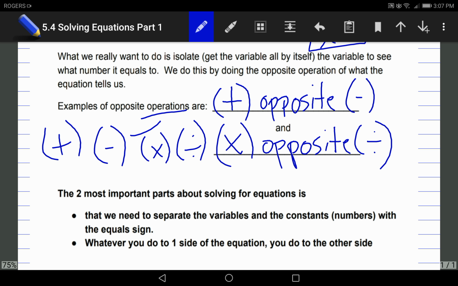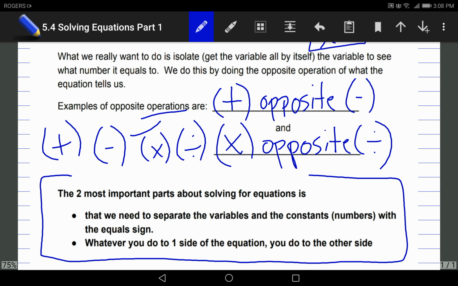Here are the rules. This is how we're going to end up solving this, and as we go through our balancing example, I'm going to refer back to this. That's why I put this first. The two most important parts about solving equations: one, we need to separate the variables and the constants. The variables are the letters and the constants are just the numbers. We have to separate them with the equal sign.